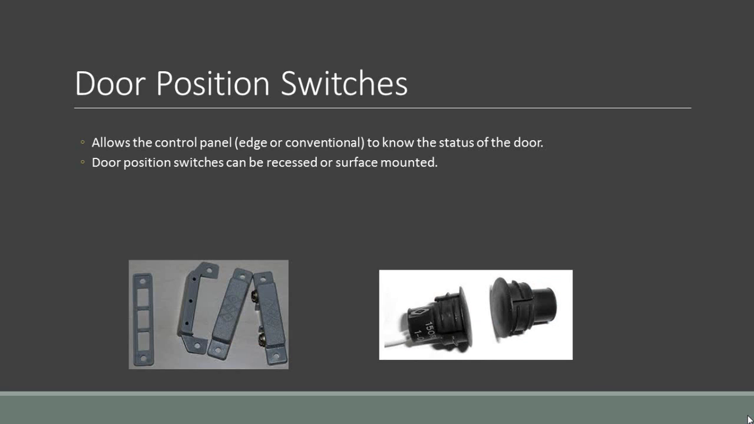Door position switches allow the control panel, whether it's edge or conventional or combination, to know the status of the door. They can notify the panel if the door has been propped open, forced open, or if there are any abnormal statuses present. They can also be tied into an intrusion system to notify of general burglary status. Door position switches can be recessed or surface mounted.